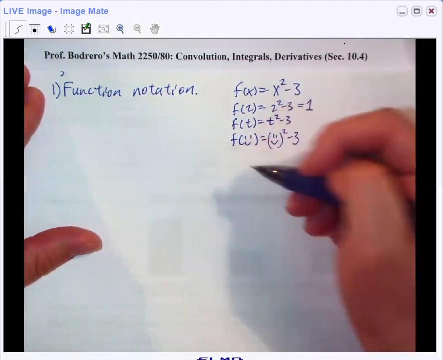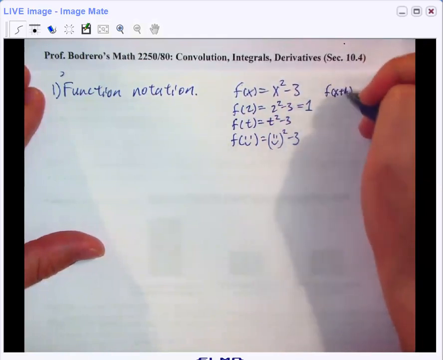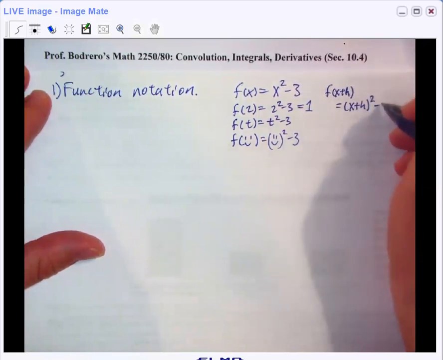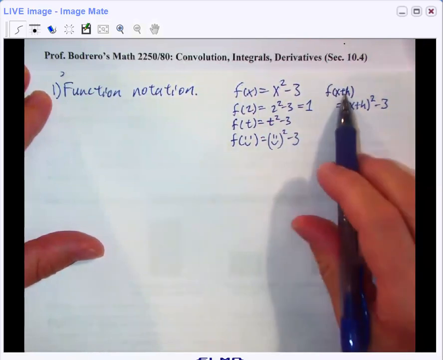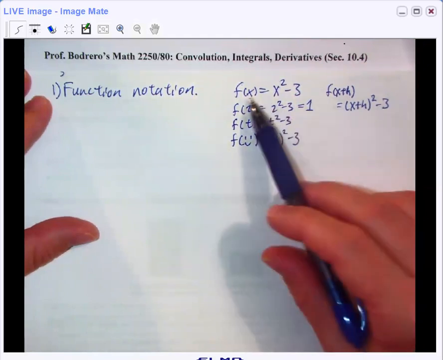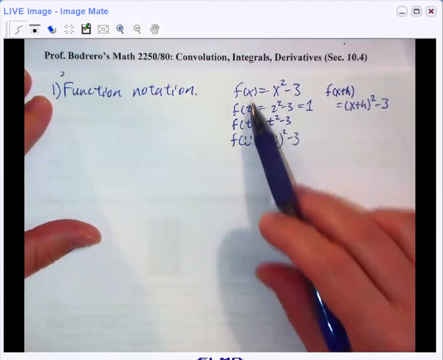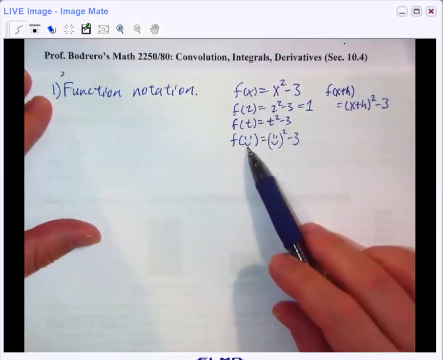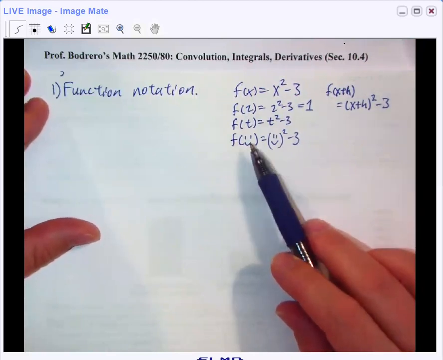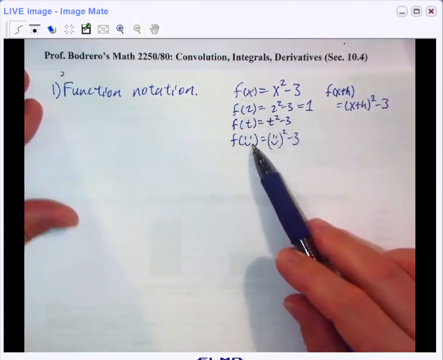Even like in calculus 1, we talked about f of x plus h, right? When we were doing our difference quotients, that would be x plus h quantity squared minus 3. So whatever we give it, it squares it and then subtracts 3. You'll notice that when I did f of x, I get x squared minus 3, and f of t is t squared minus 3. We can call the variable x or t, or heck, we could even call the variable happy face. It's still just a variable. Sometimes we refer to that fact that we can give the variable any name we want. We call it a dummy variable.